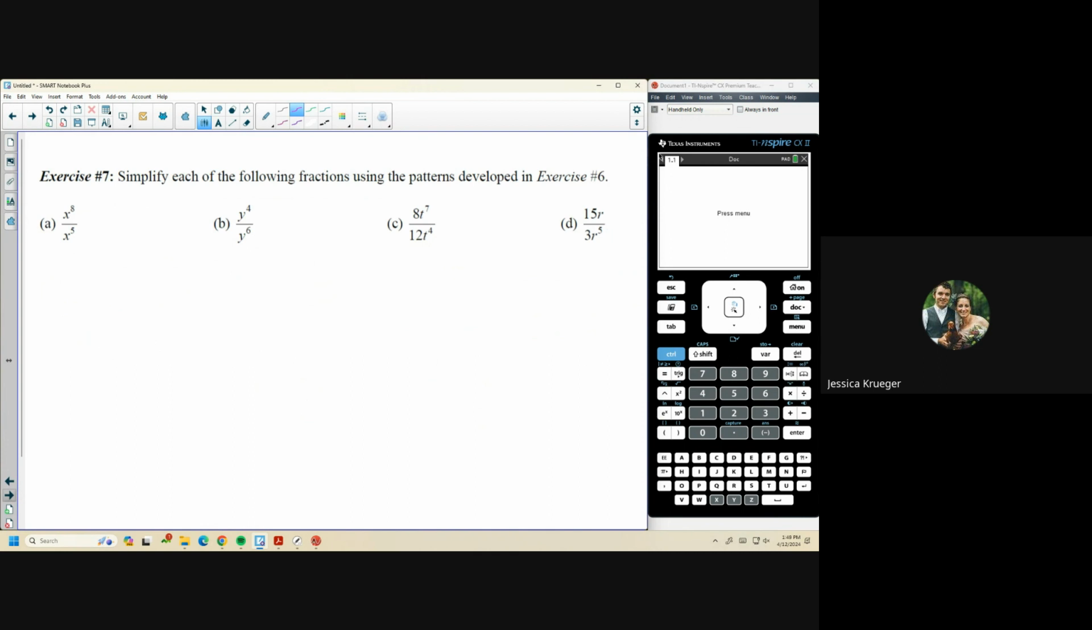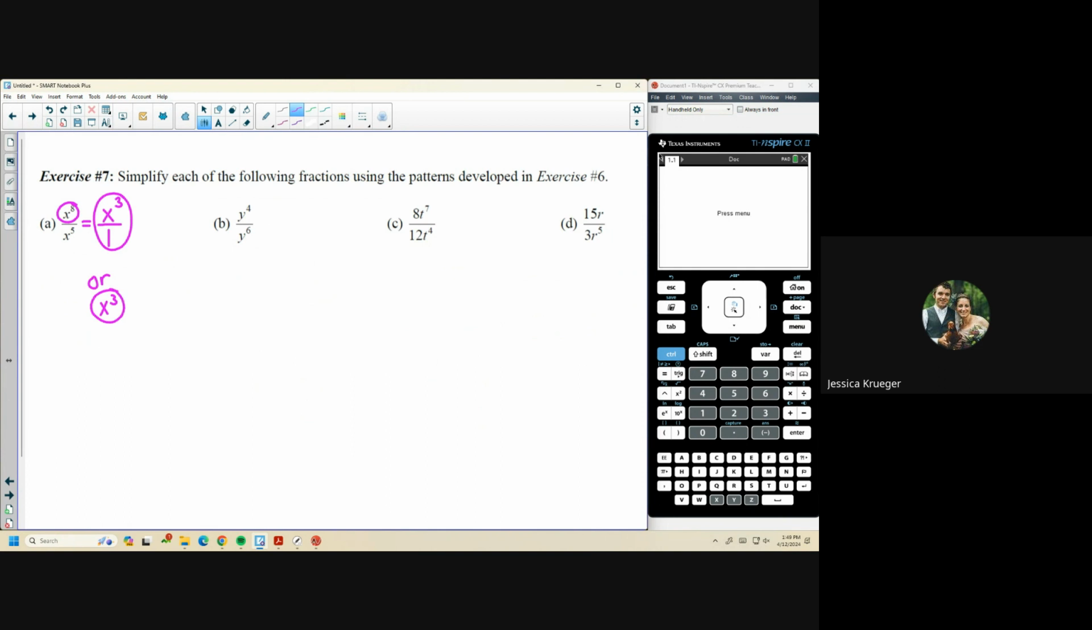So let's look at these using the patterns. If I look at A, where do I have more x's? Well, I've got more x's in the top. So I'm going to end up with x's left in the top. The difference between 8 and 5 is 3. So my answer would be x to the third over 1, or just x to the third.